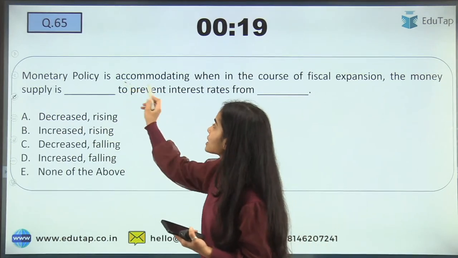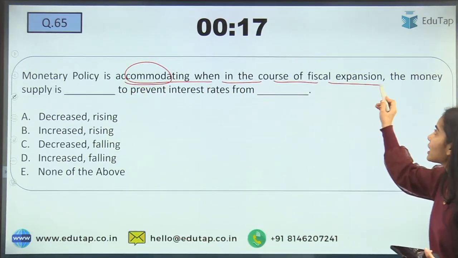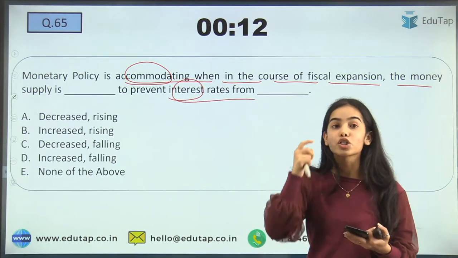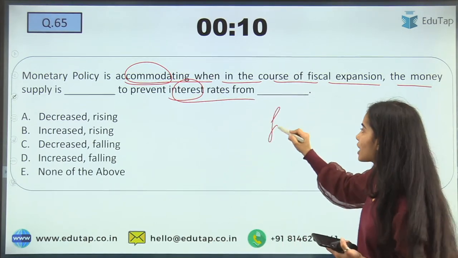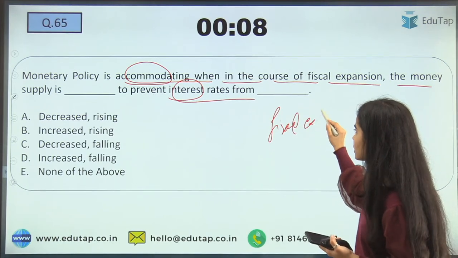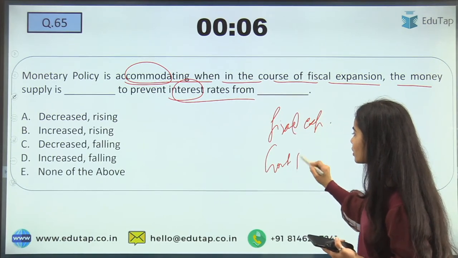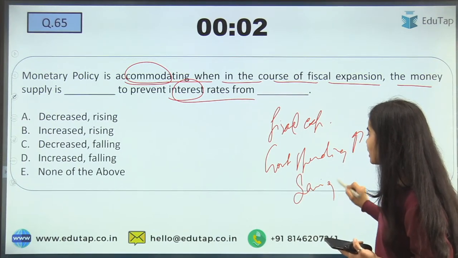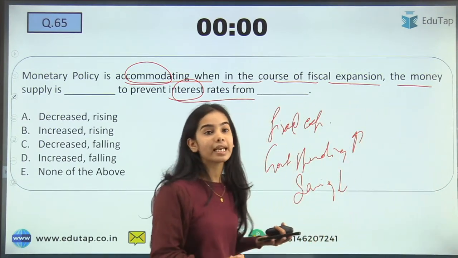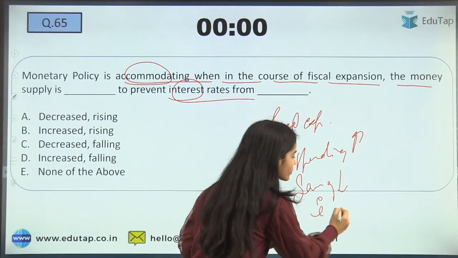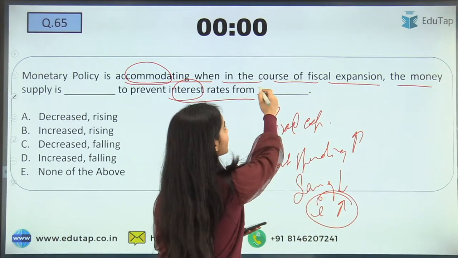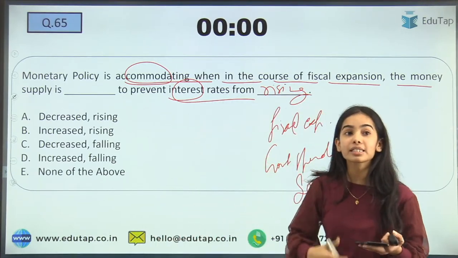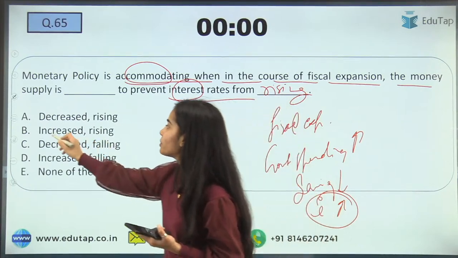Next is monetary policies, accommodating when in the course of fiscal expansion the money supply is dash to prevent interest rate from dash. So what is happening when fiscal expansion happens? That is, government is spending more. When the government is spending more, that means saving is happening less. When the saving is happening less, that means that the interest rate are rising. To stop the interest rate from rising, what will happen? That the RBI will increase the money supply. So the right answer will be B.